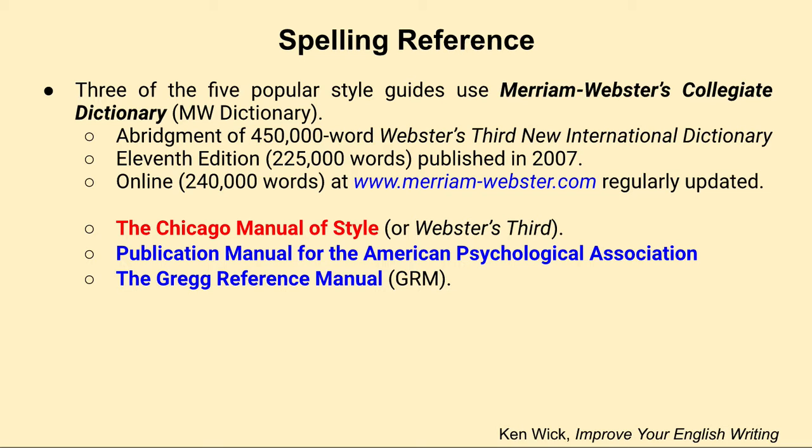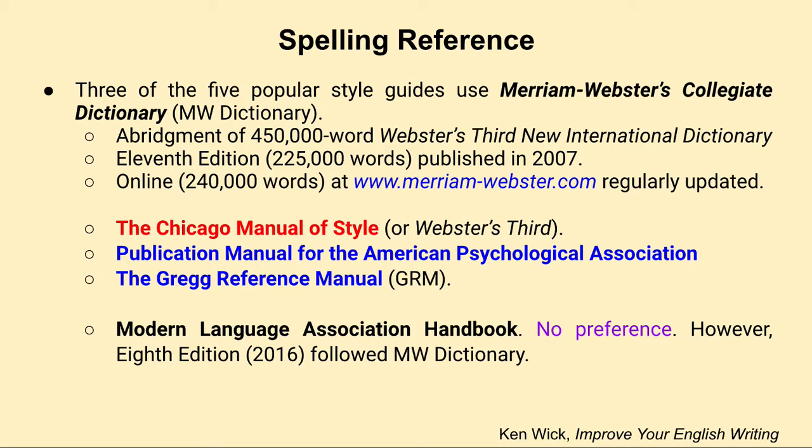And then it would be 4 out of 5, but I'm just going to put it on this slide because the MLA, the Modern Language Association Handbook, actually has no preference. It states that in the 2021 edition, and that's the 9th edition. So the 9th edition has no preference. But the previous edition, the 8th edition in 2016, actually followed the Merriam-Webster Collegiate Dictionary. So there you go. So I can only say 3 of 5 follow it. Technically, the previous version of the MLA followed it.